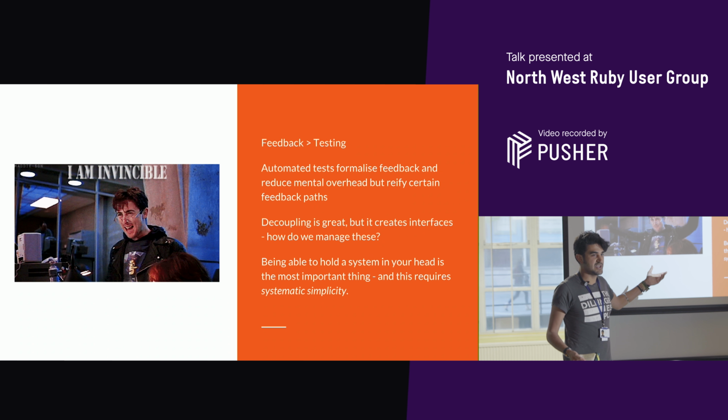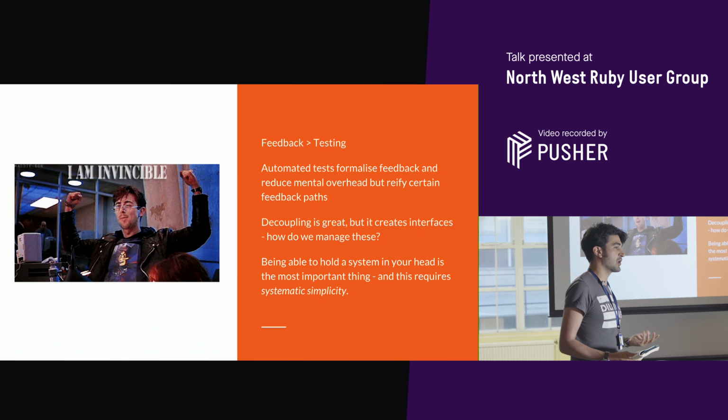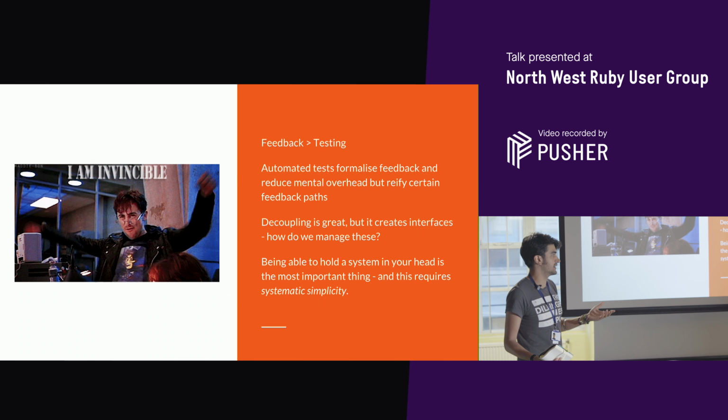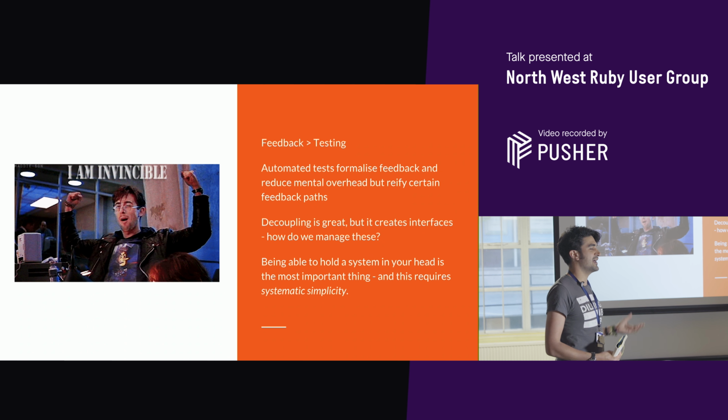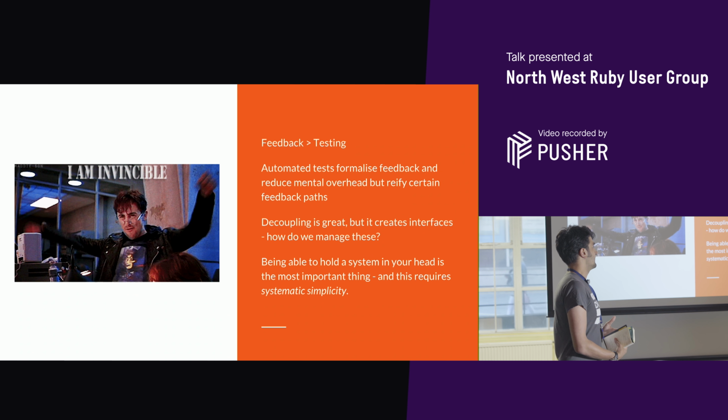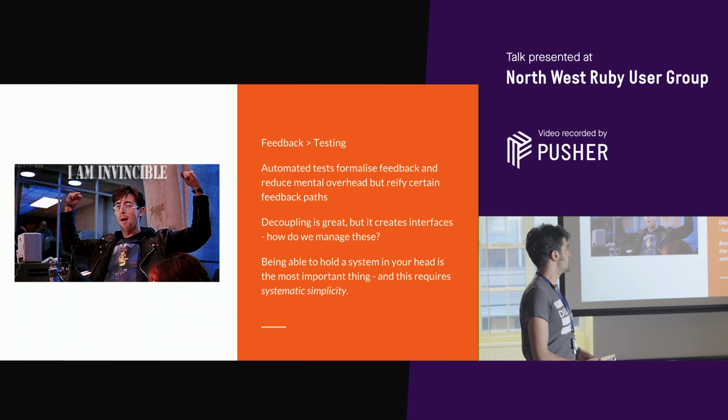Decoupling is great, it creates interfaces, right? We have these explicit blocks in audio circuits. We have these explicit interfaces between our systems, particularly in the microservice architecture. How do we manage these? Are we going to manage them with contract validations? Are we going to manage them with schemas? There's a lot of drawbacks to all of these approaches.